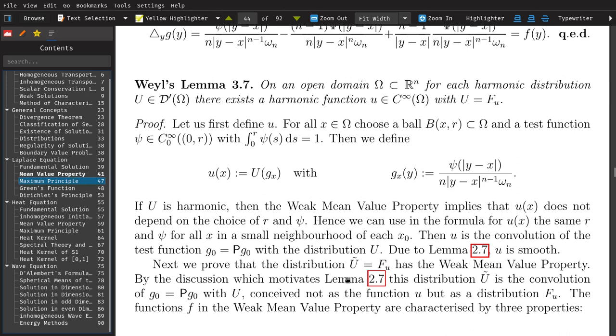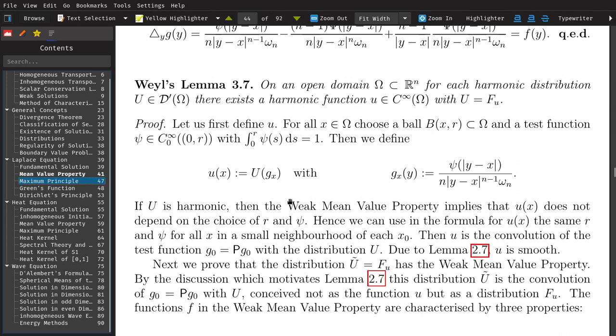And to prove that it's smooth, you need a property, lemma 2.7, which is that the convolution of a distribution and a smooth function is a smooth function. Okay, so by definition, it's another distribution, but it's a distribution that comes from a smooth function. So by taking this averaging of the distribution, you get a smooth function, and because you know this distribution was harmonic, you end up getting that this derived function is harmonic as well.